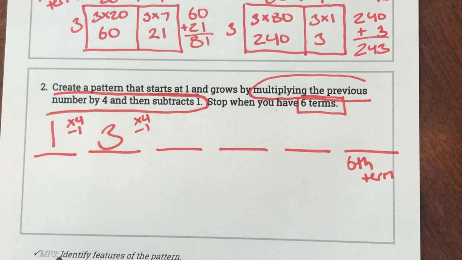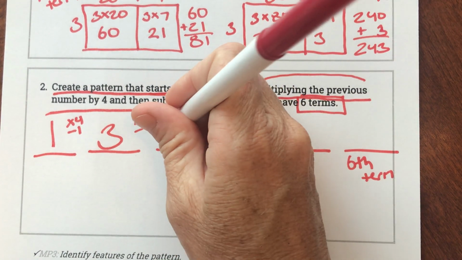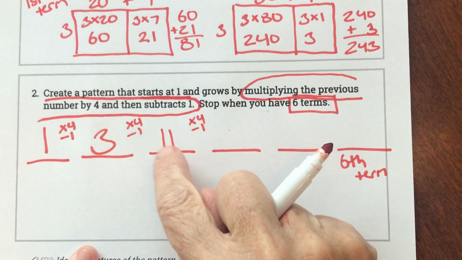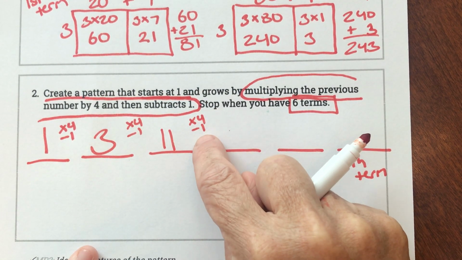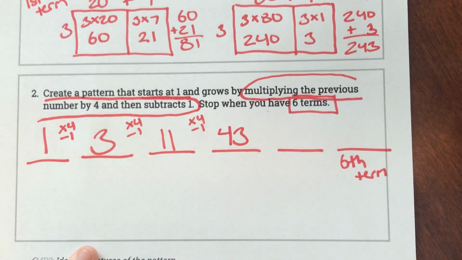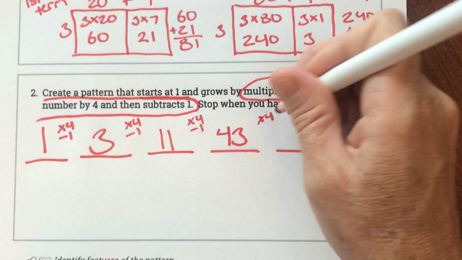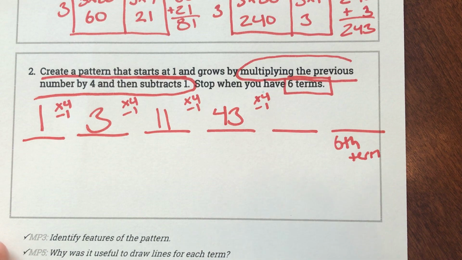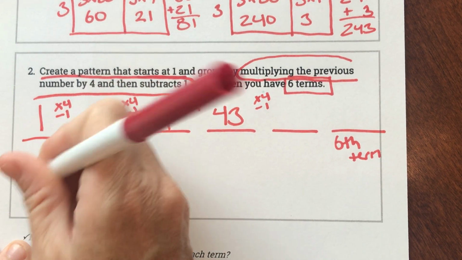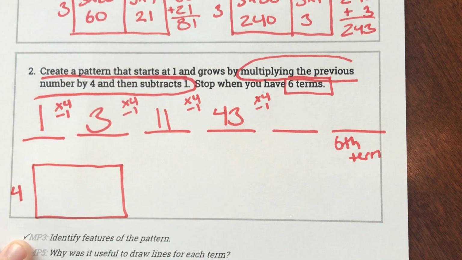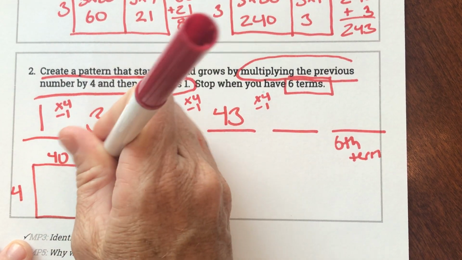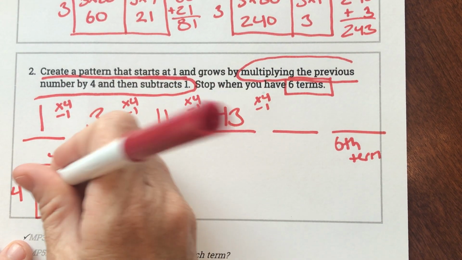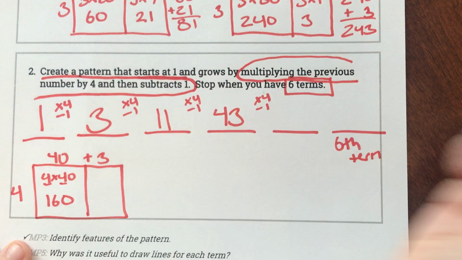So 3 times 4 is 12. 12 minus 1 is 11. Okay, my same rule. 11 times 4 is 44, minus 1 is 43. Okay, 43 times 4. I cannot do that in my head, so I'm going to come down here and set up an area model for 43 times 4. So 4 times 4 is 16, so it's 160.